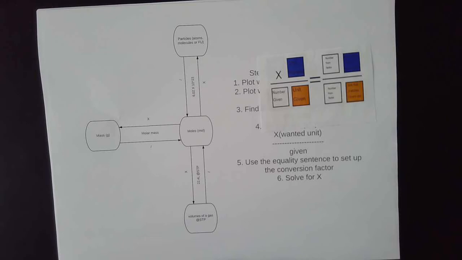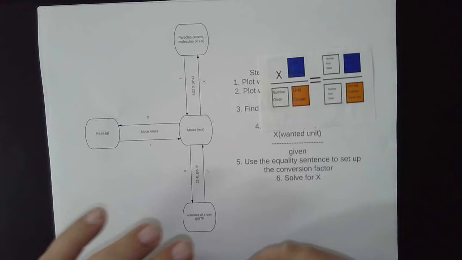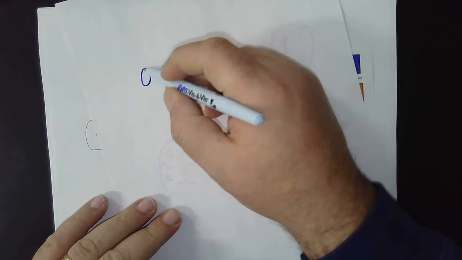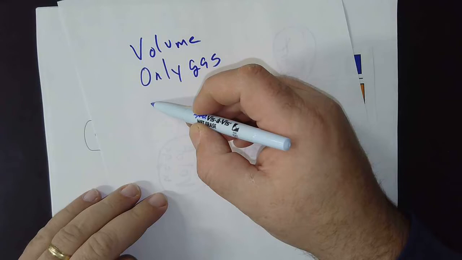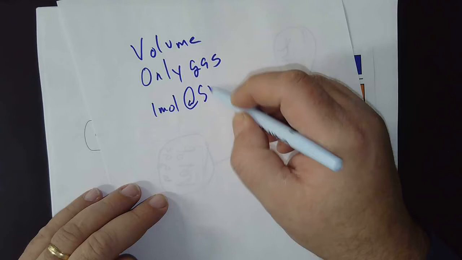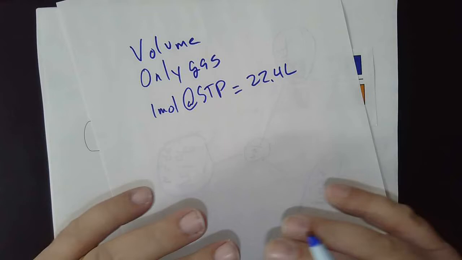Okay, so when we are doing these, we need to understand how to use it. Anytime I'm dealing with volume, you've got to get this one straight in your head. The volume is only for a gas. And they tell you the factor that one mole of any gas at STP is equal to 22.4 liters. It doesn't matter what the gas is, what the formula of the gas is. It doesn't matter at all. One mole of any gas is going to be 22.4 liters.